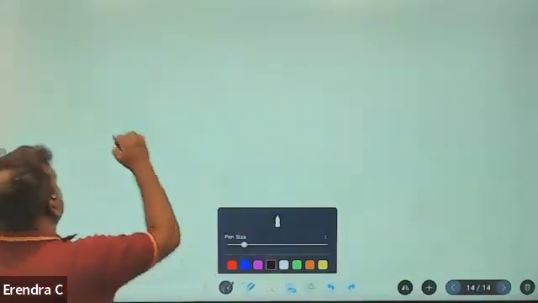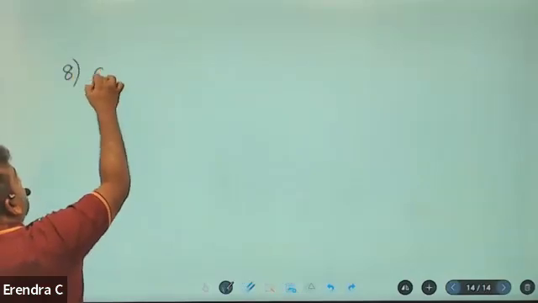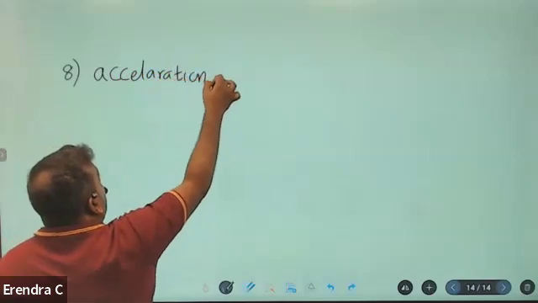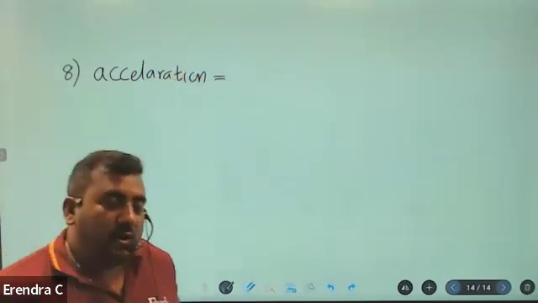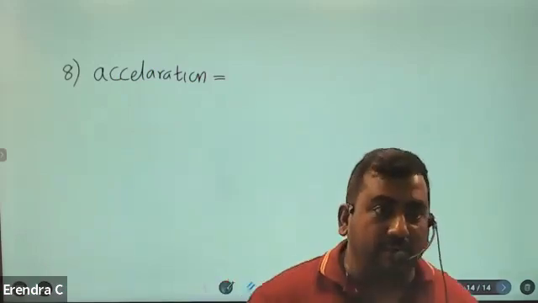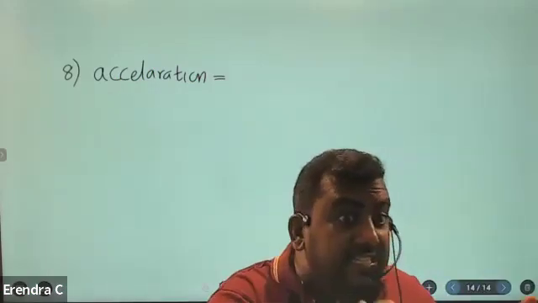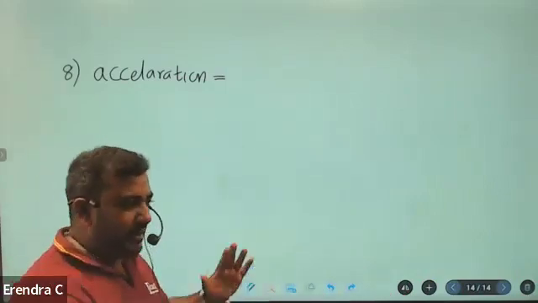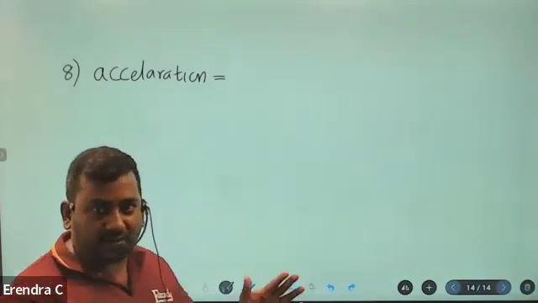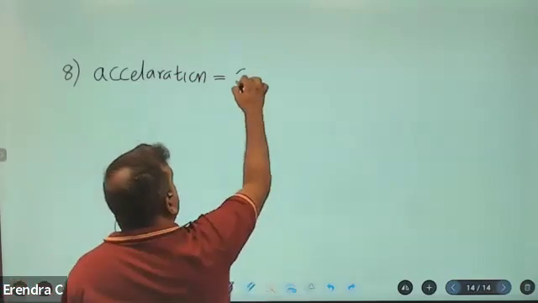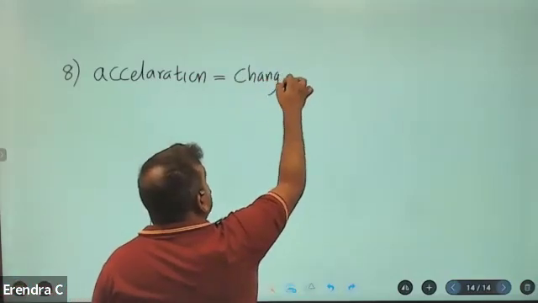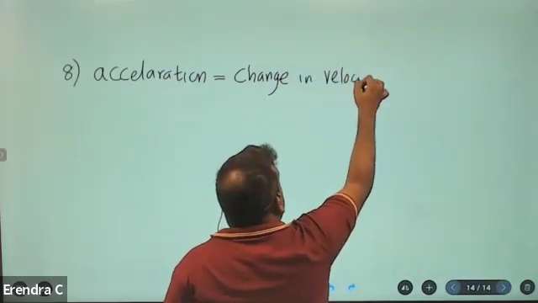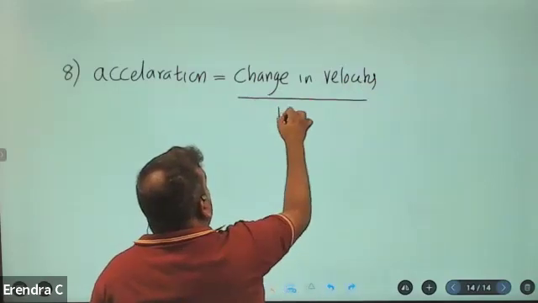Eighth one. What is acceleration? Quick, tell. Most of you all say velocity over time. I'll tell you the correct one. Change in velocity divided by time. Is it O level? Yes, velocity over time is okay when it comes to A level. Change in velocity divided by time.